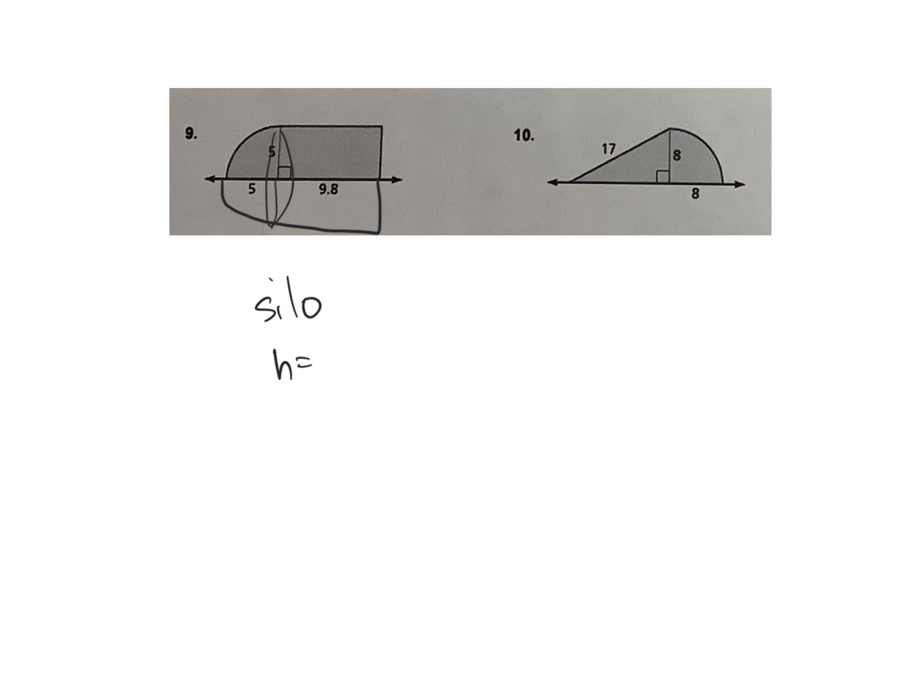You could do the double thing, a hemisphere and a cylinder. You could say that, hemisphere and a cylinder. So if we do it as a silo, the height is going to be 14.8. The radius is 5. And on this one, we get an ice cream cone. Okay. Or you could label it twice. You could say a cone and a hemisphere.